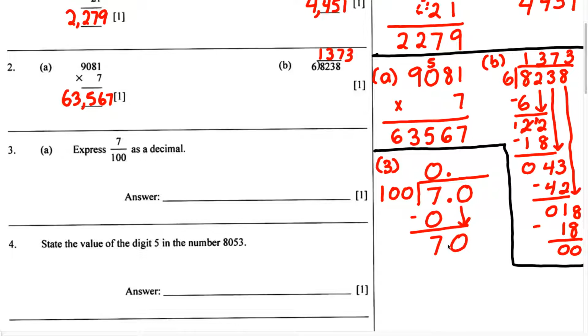100 can go into 70 0 times, because 100 is greater than 70. Now we're going to say 100 times 0 is going to give us 0. When we subtract this, 0 minus 0 is going to give us 0. And 7 minus 0, we know that's also going to give us 7. Now we're just going to add another 0. And we're going to bring it down.